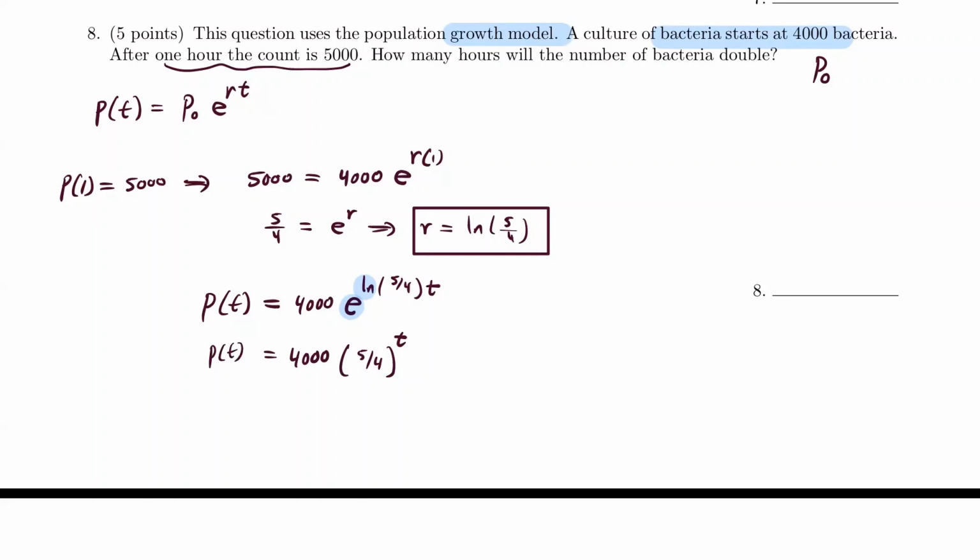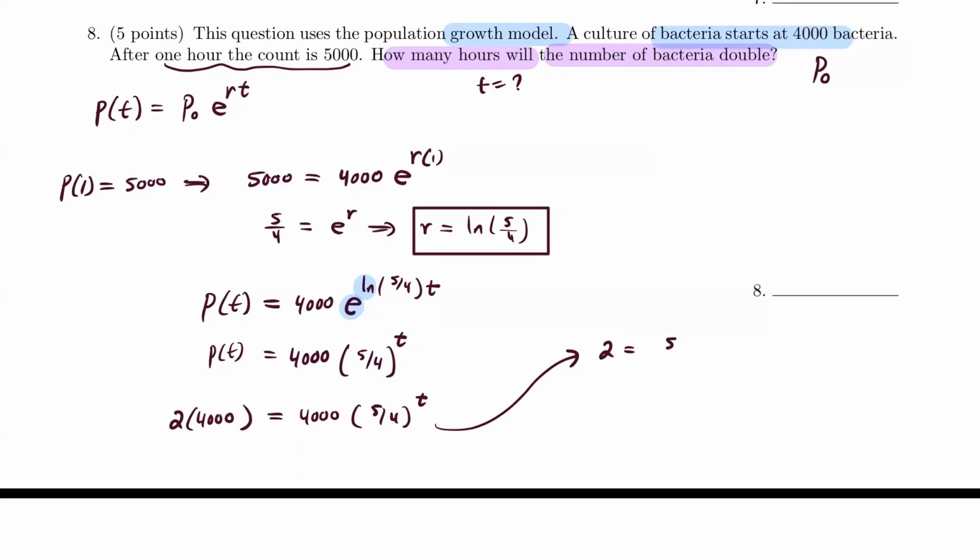Now we can answer the question, how many hours will it take for the number of bacteria to double? So we want P of t to be double the amount. So it's 2 times the initial amount is equal to the initial times 5 over 4 to the power t. So we want to look for time. What is t? So t is your question mark. Think of it that way. Now let's solve. So divide both sides by 4,000. So you'll have 2 is equal to 5 over 4 to the power of t. Now to bring down the variable you're solving for, which happens to be an exponent, you need to take natural log on both sides. So we take natural log on both sides.